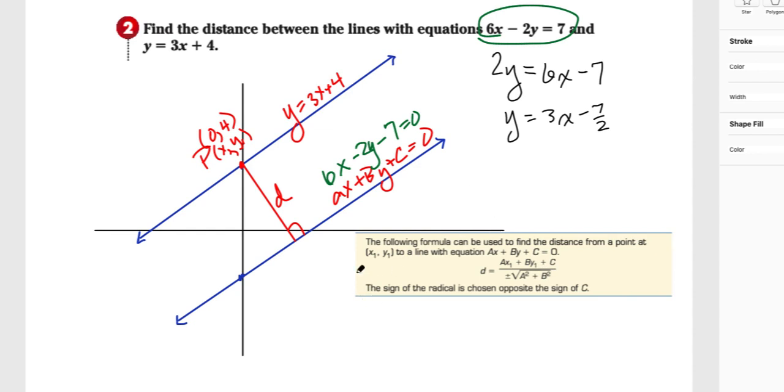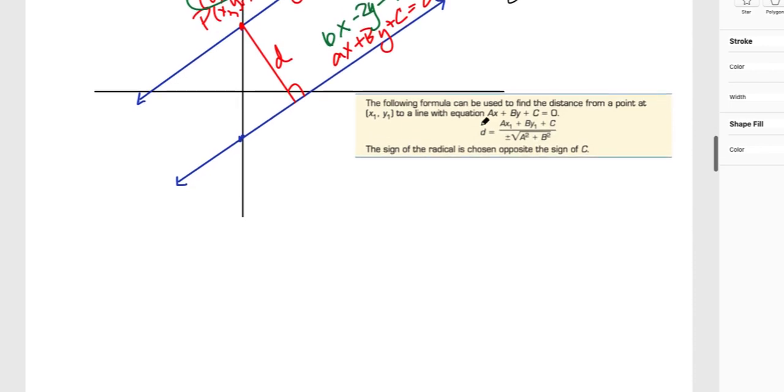Then our formula tells us to take point x sub 1, y sub 1 and plug it in. Point x sub 1, y sub 1 is 0, 4. And let's do the thing. So the distance is equal to 6 times 0 plus b, which is negative 2 times 4, that's the y value, plus c, which happens to be just negative 7. All right. And then, sorry, not equal to 0.